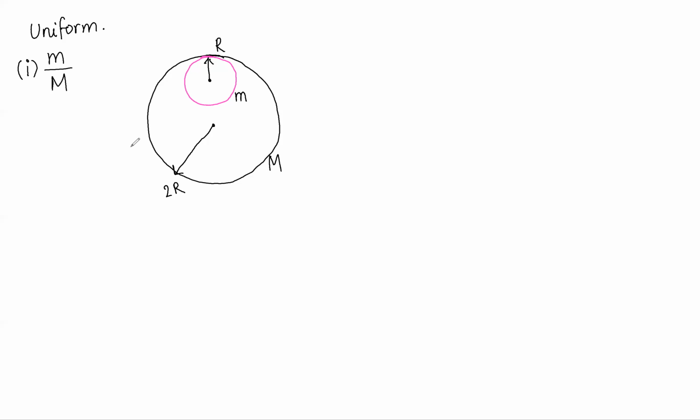If the smaller disk is placed at a distance of r from the center, what is the moment of inertia of the combination about the center of the bigger disk? So what is the combination? The combination is the bigger disk plus the smaller disk, both of them put together.